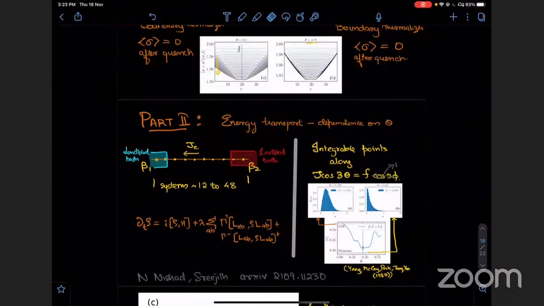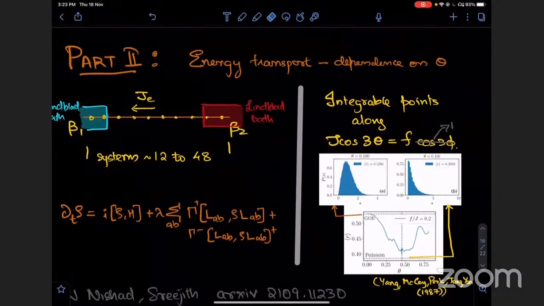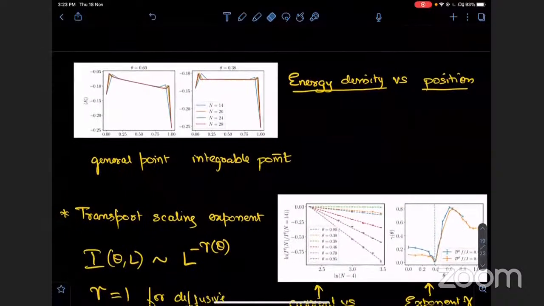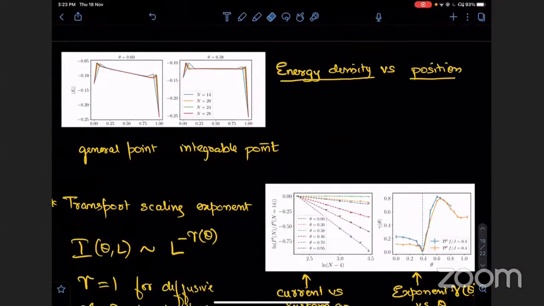Here we cannot claim for sure what the effect of non-integrability is, but what we can say for sure is that at the integrable point, transport is ballistic.